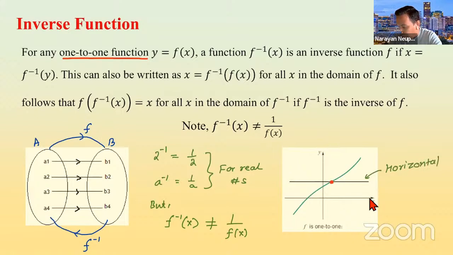This is the horizontal line test. We use the horizontal line test to determine whether the graph of the function is a one-to-one function or not. If the horizontal line crosses the graph at only one point, then that is a one-to-one function. Otherwise, it is not a one-to-one function.